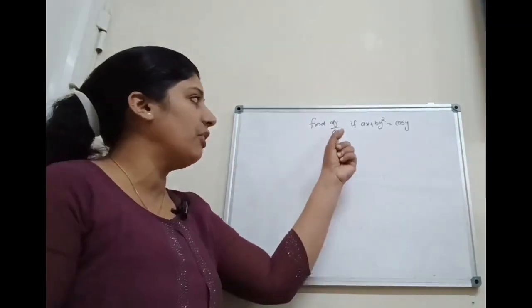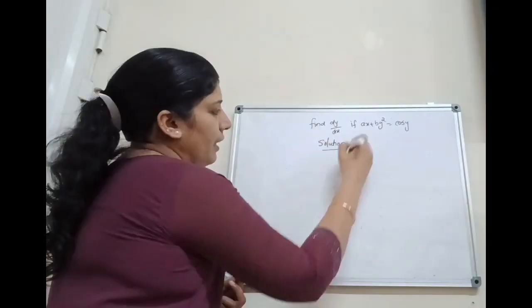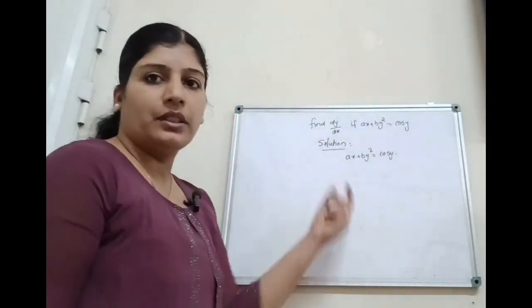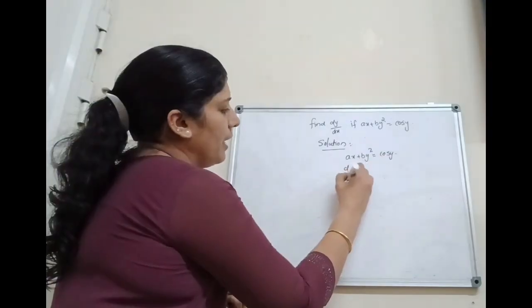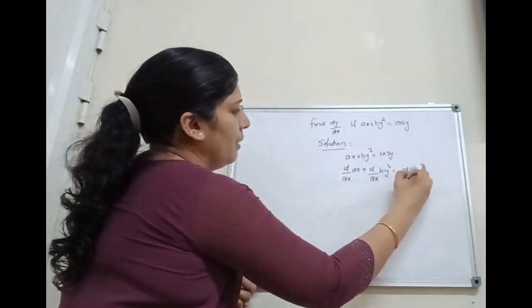Consider the question. Find dy by dx if ax plus by square equal to cos y. Solution. Given ax plus by square equal to cos y. First, we have to differentiate on both sides with respect to x. That is d by dx of ax plus d by dx of by square equal to d by dx of cos y.